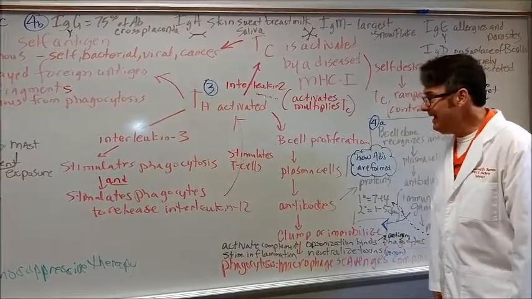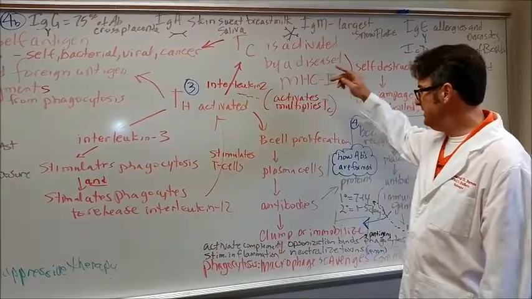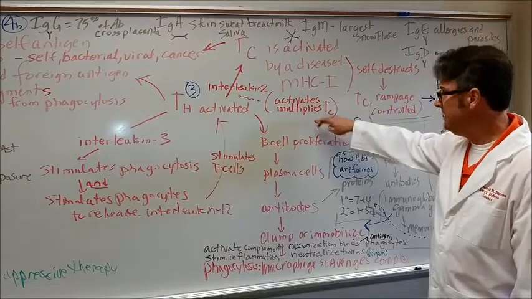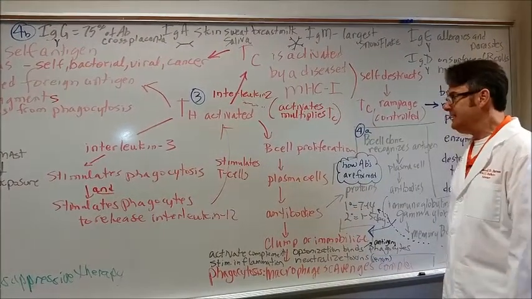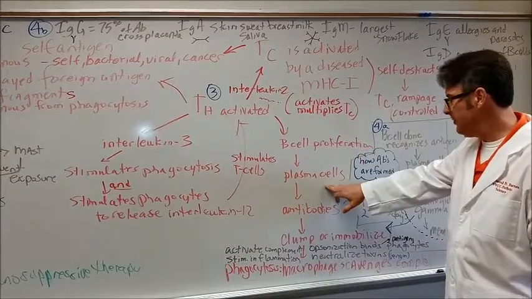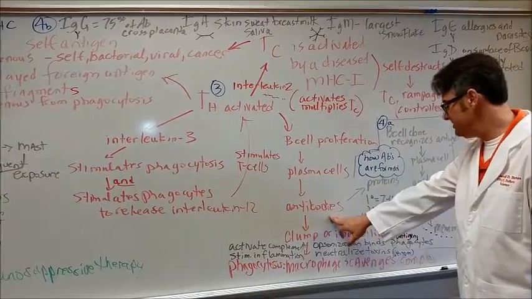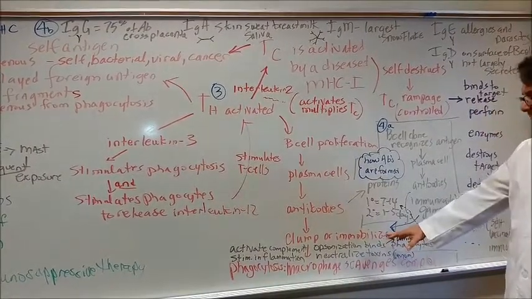In addition to that, helper Ts, as they're activated, can also activate and get the B cells into the conflict. B cells transform into plasma cells. These produce antibodies. What do antibodies do? They clump or immobilize things.